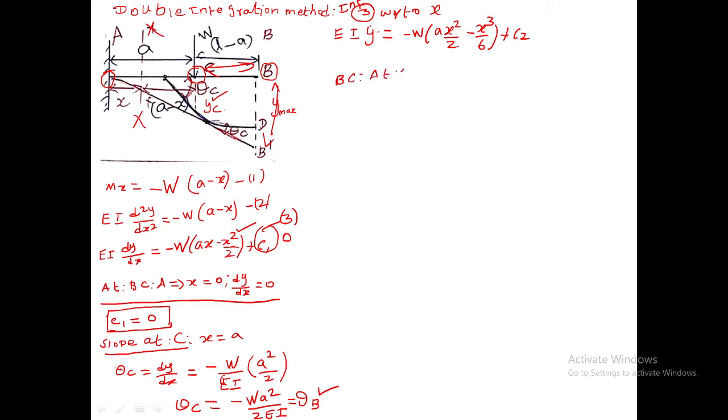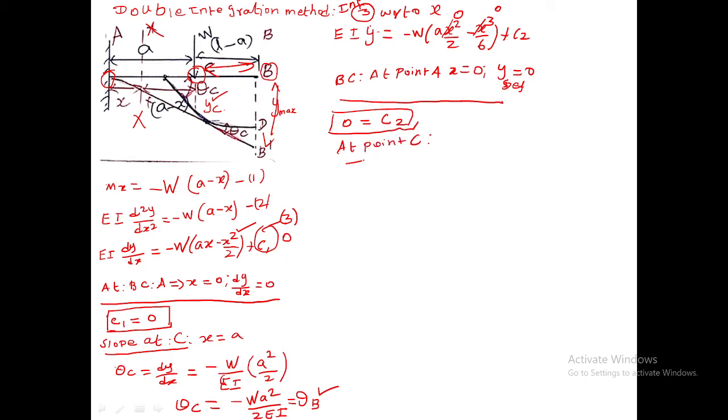Again apply the boundary condition at point A: x equal to 0, the slope is 0, and the deflection is also 0. So C2 equal to 0. Apply C2 equal to 0 at point C, x equal to a.